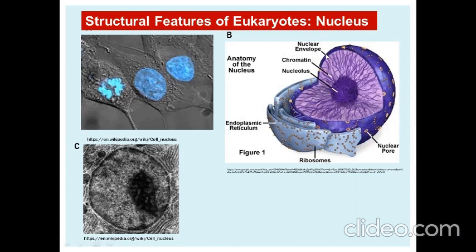The nuclear envelope is mentioned here. The nuclear envelope has two layers. One is the outer membrane, another one is the inner membrane. And you can see that this outer membrane and inner membrane are actually joined at protein-lined nuclear pores. Several small pores actually join the outer membrane and inner membrane.